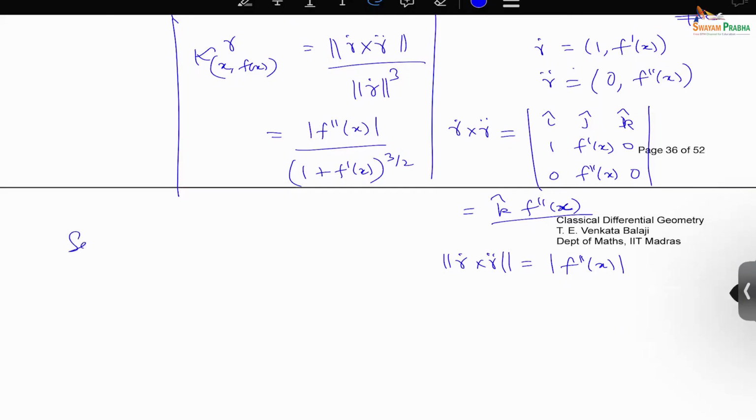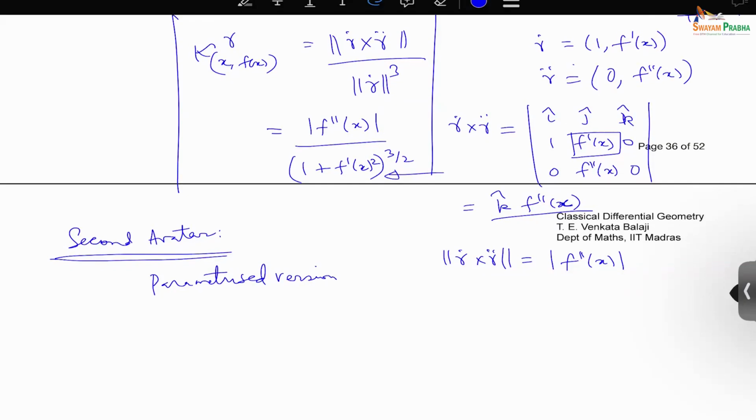Now, if you want to do it for a general parameterization, as we did, you have to assume in addition that the parameterization is second continuously differentiable, and that the tangent vector never vanishes. The second avatar is going to be just the parameterized version. You see, the second avatar is a parameterized version, but the parameterized version we have anyway seen.